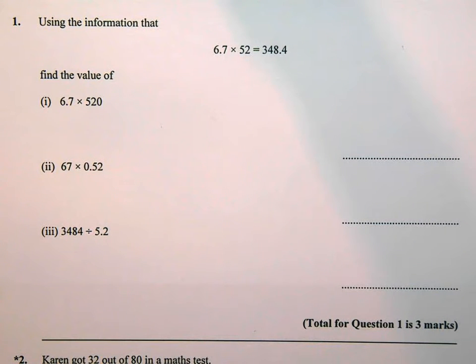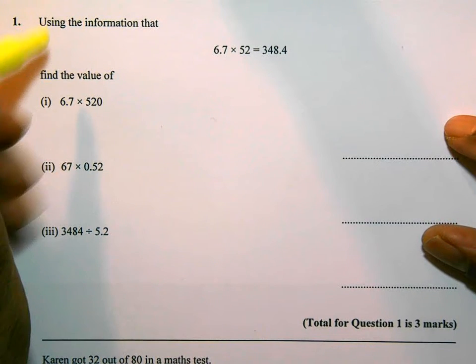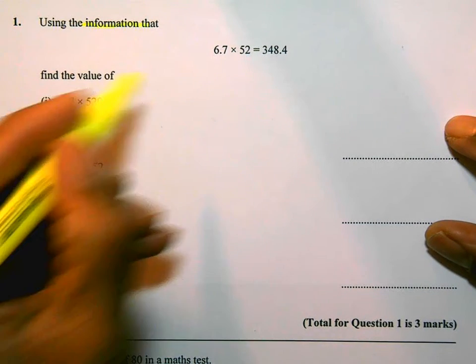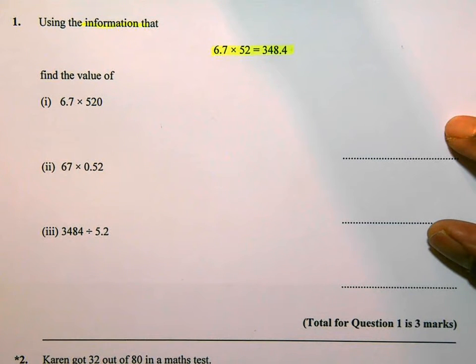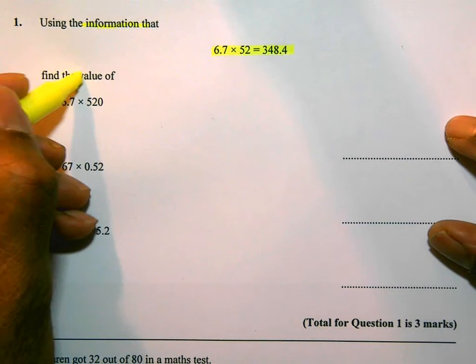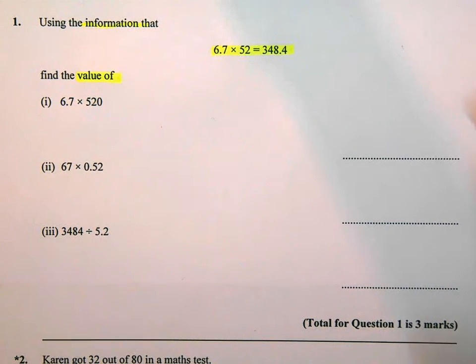This is the November 2014 non-calculator paper. This is question 1 on the non-calculator paper. It starts off by saying, using the information, and they've given you this fact, 6.7 times 52 is 348.4, and then they want you to find out the value of these three parts.